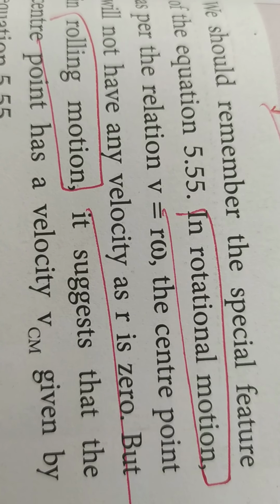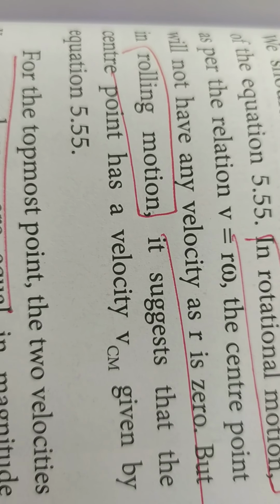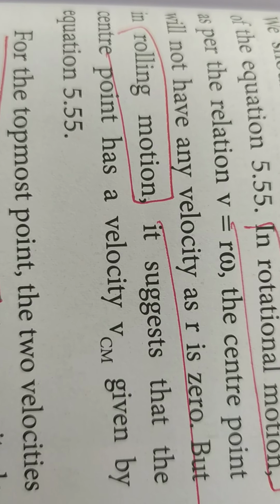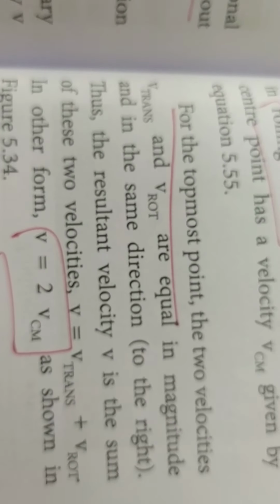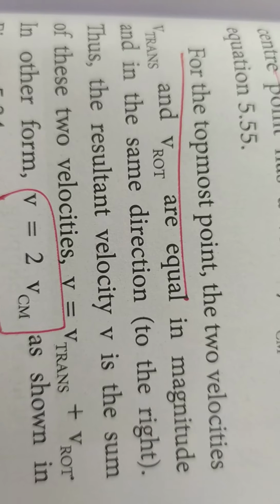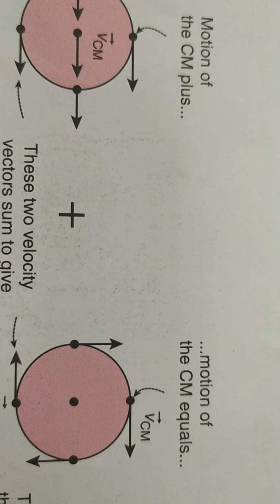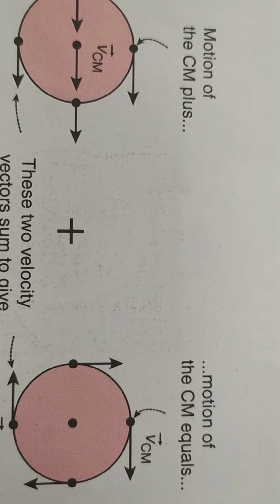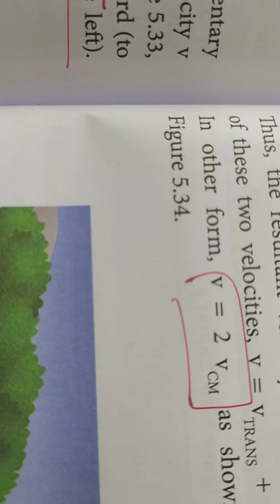So here in the rotational motion, we have the relation v is equal to r omega, whereas in rolling motion, you have both rotational motion and translational motion. So here when you see at the topmost point, the v trans and v rotation are equal in magnitude and in the same direction. So they are added up. So you have to add. So the velocity at the topmost point is 2 vcm, where vcm refers to velocity of center of mass.